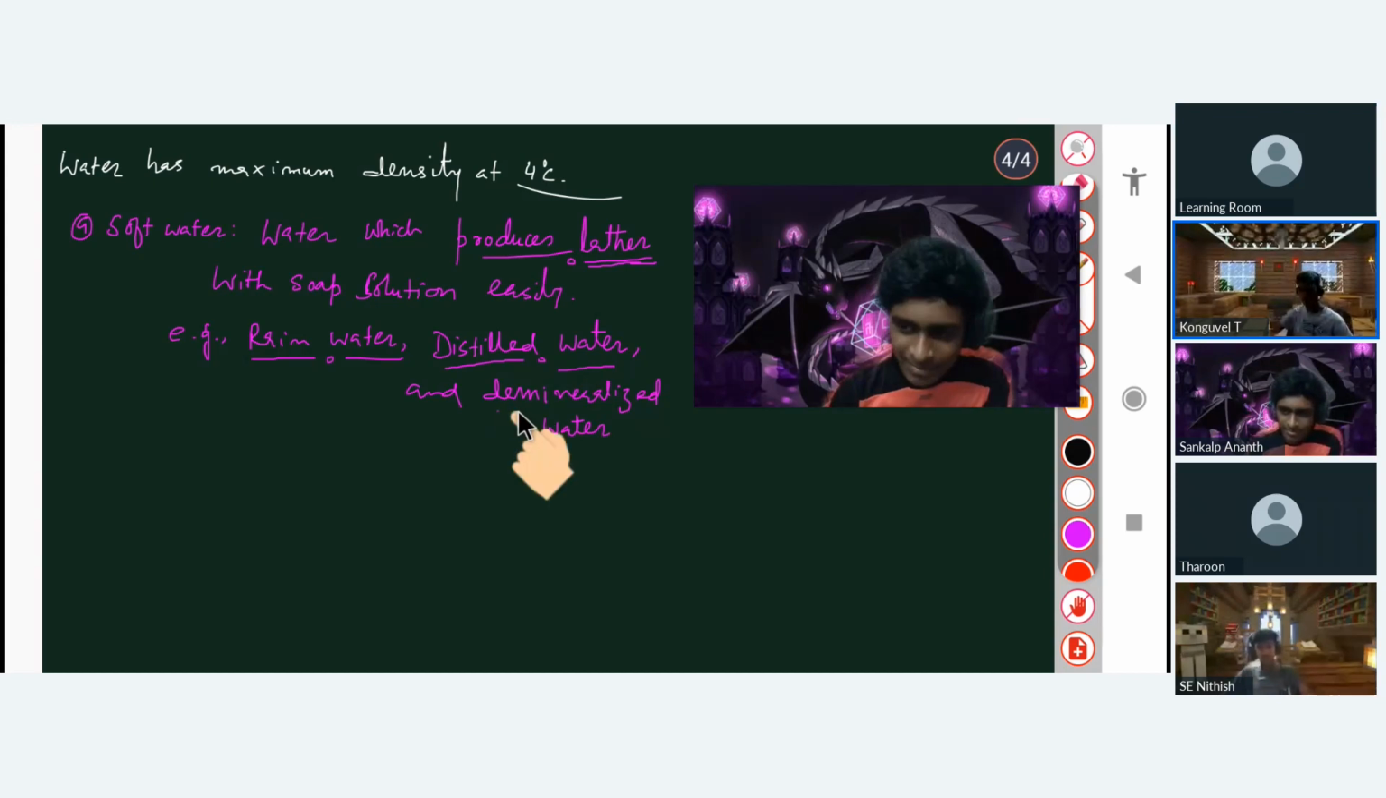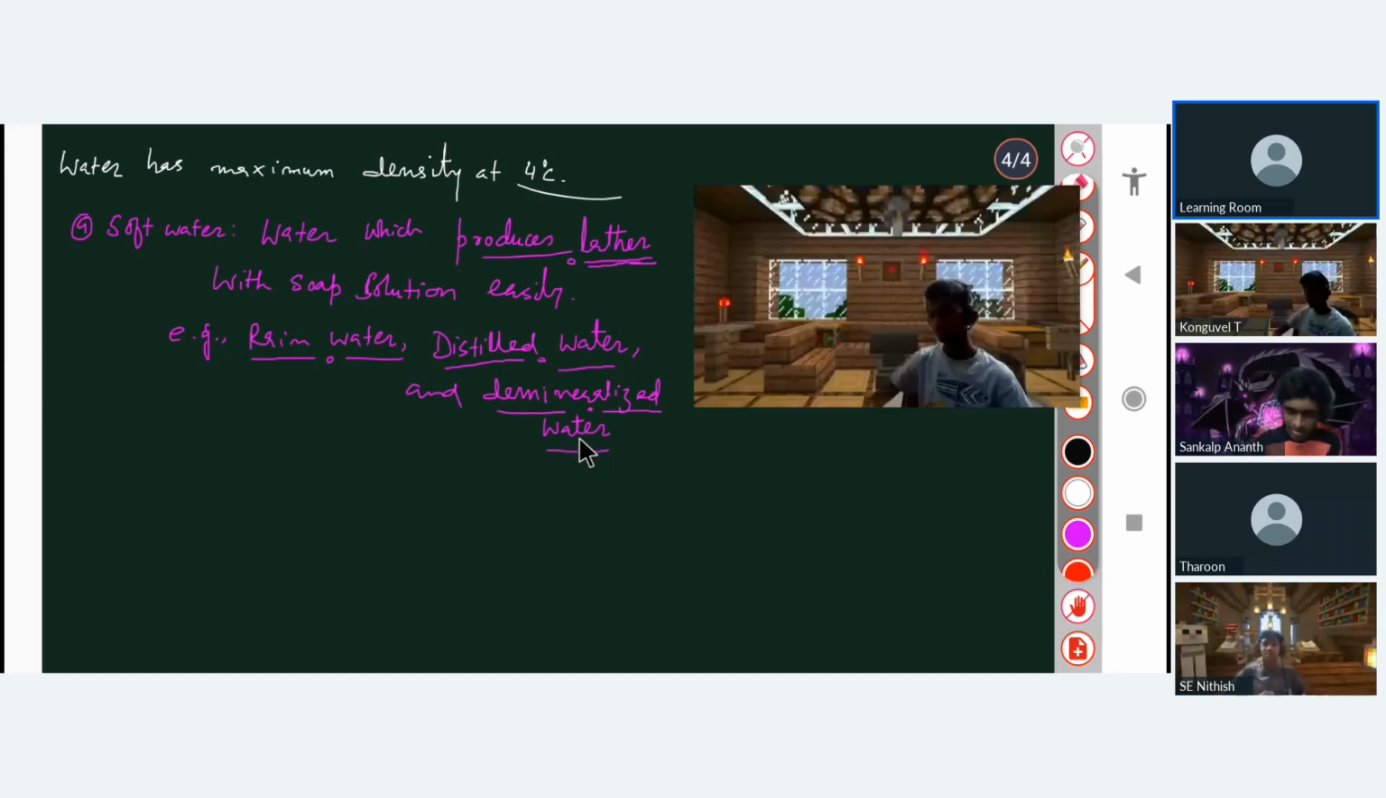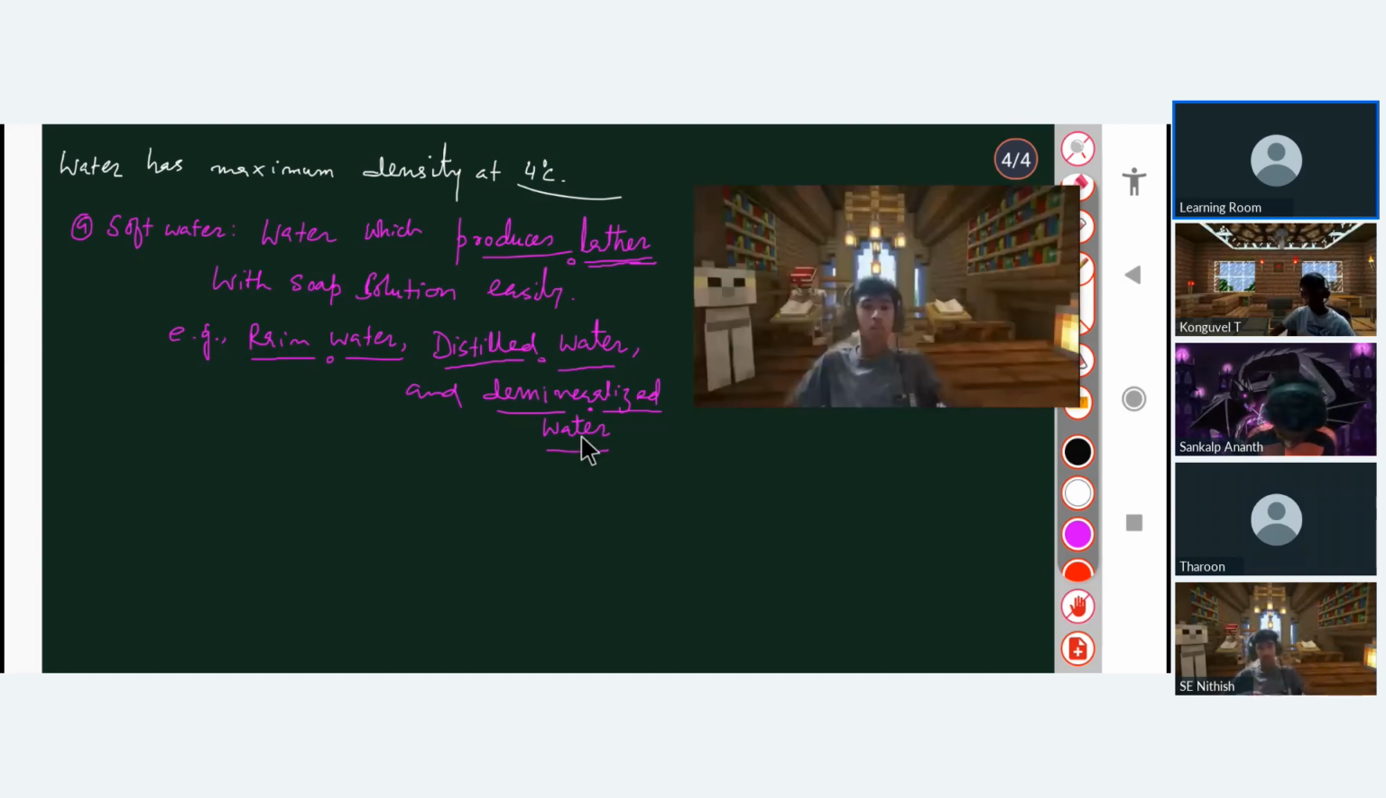Sir, but we can't drink distilled water, right, sir? Yes, exactly. We can't drink distilled water. We are drinking mineralized water, hard water, because hard water gives the taste. It has minerals in it which are very essential for our body. So that's why we are taking the hard water, not the soft water.